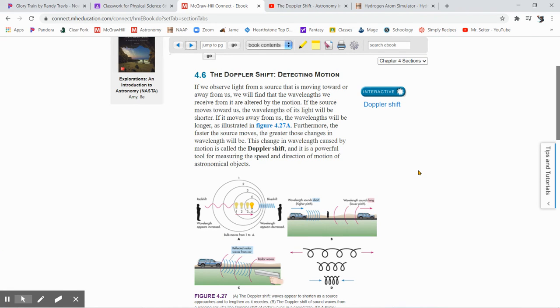Finally, we end up with Section 6, the Doppler shift. Let's check out this video on the Doppler shift.